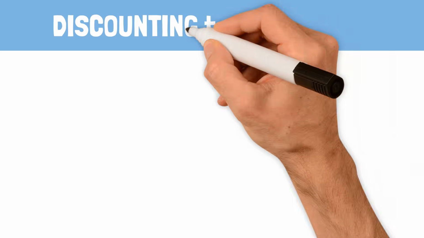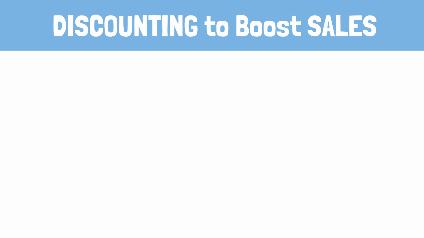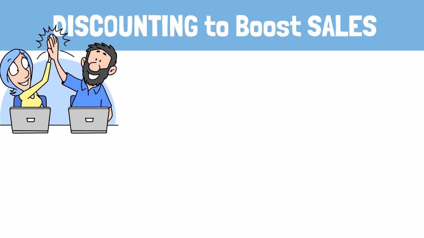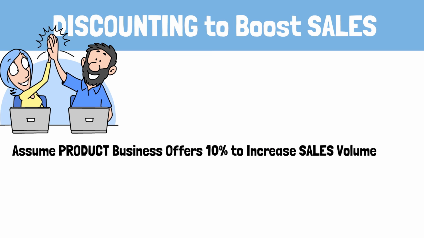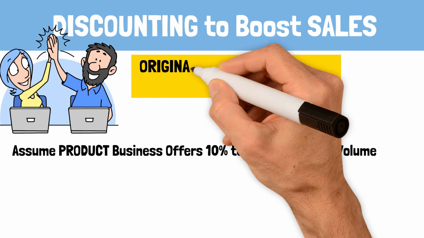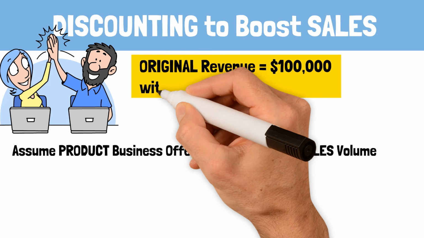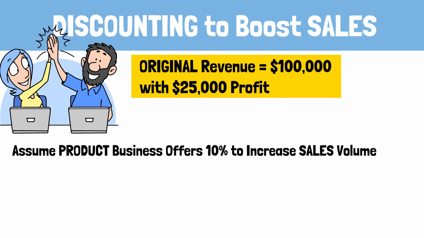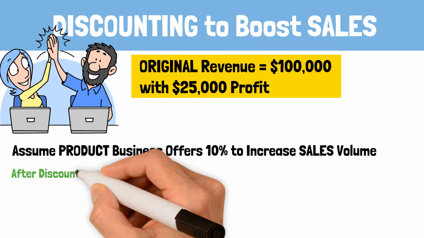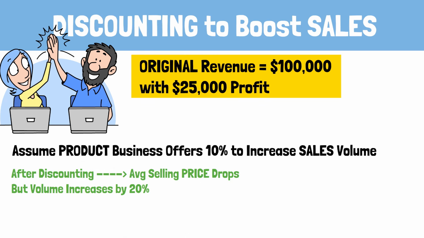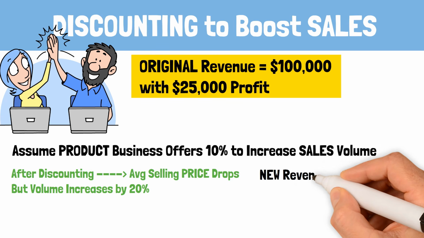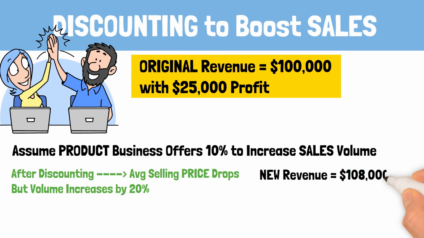Let us look at discounting. Many businesses offer discounts to boost sales without forecasting profit impact. Assume your product business offers a 10% discount to increase sales volume. Original revenue is $100,000 with $25,000 profit. After discounting, average selling price drops, but volume increases by 20%. New revenue becomes $108,000, not $120,000 because prices are lower.